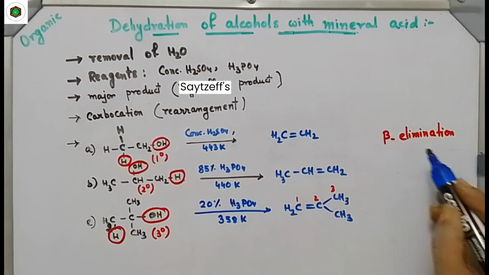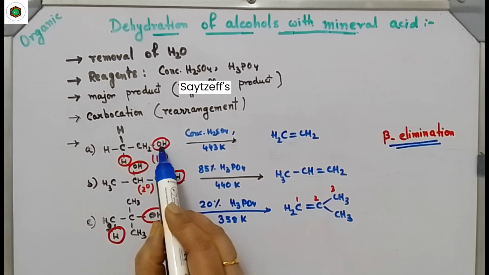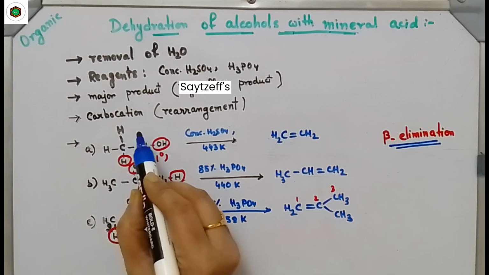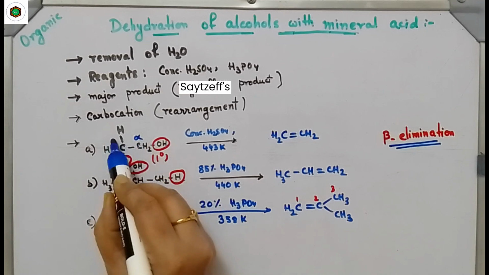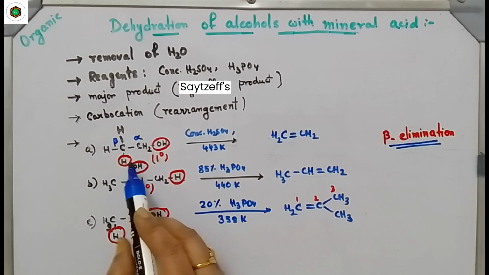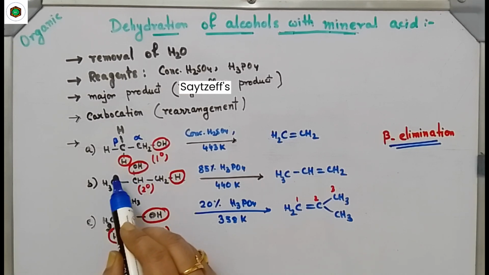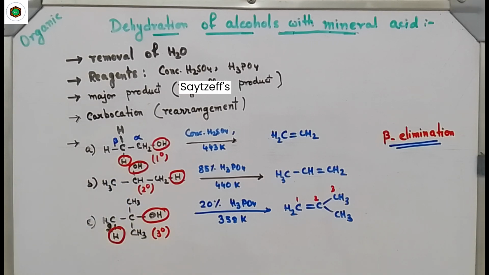Now see, dehydration of alcohol is beta elimination, because with respect to this leaving group, means OH, this carbon is alpha, this carbon is beta. Hydrogen attached to that carbon is called beta hydrogen. So beta hydrogen is eliminated. So this is called beta elimination reaction.